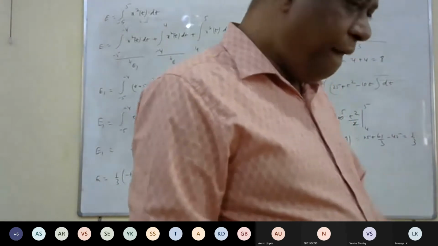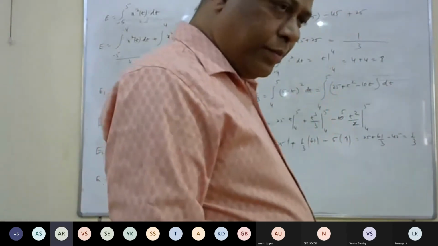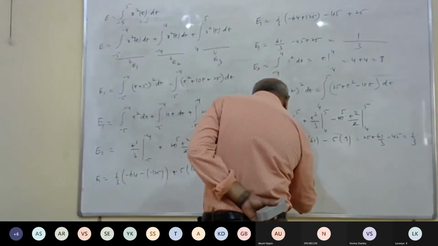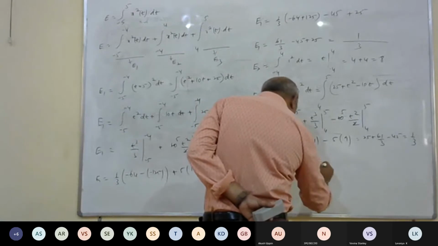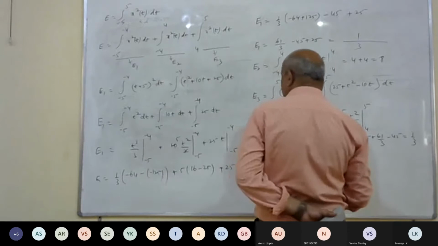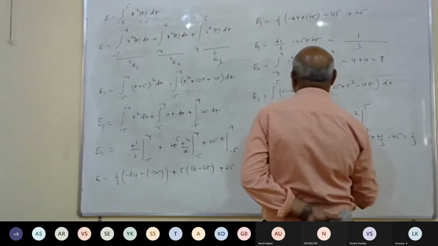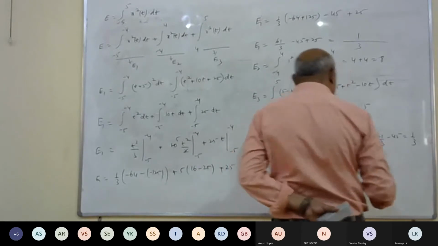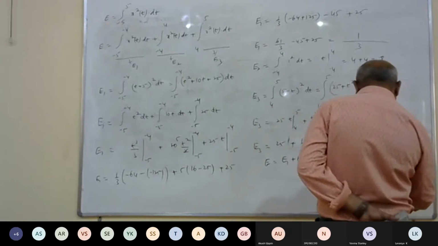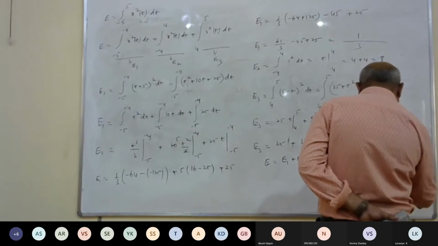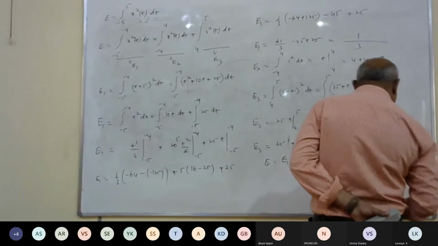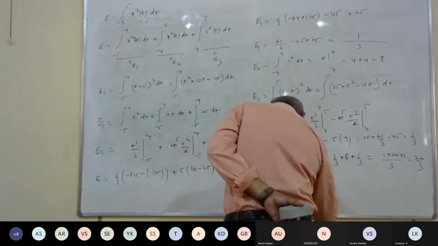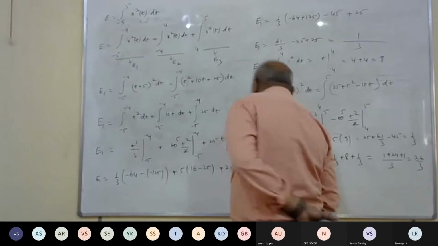Okay? Now, what is the total energy? Total energy E is equal to E1 plus E2 plus E3. E1 is 1 by 3, E2 is plus 8, E3 is 1 by 3. Everything over 3 here: 1 plus 24 plus 1, the answer is 26 by 3. Total energy of the system is 26 by 3 joules. This completes the problem.